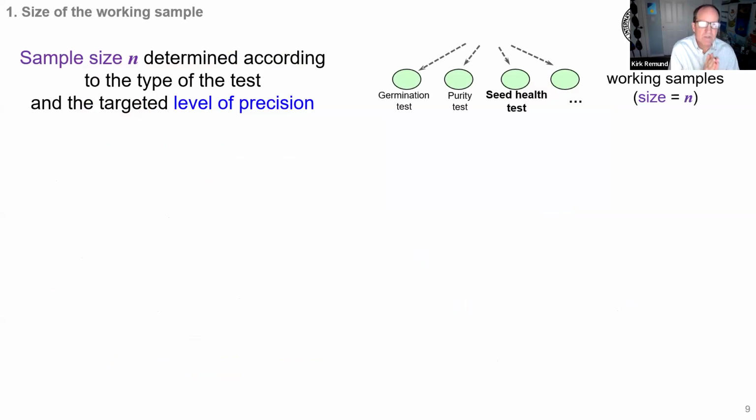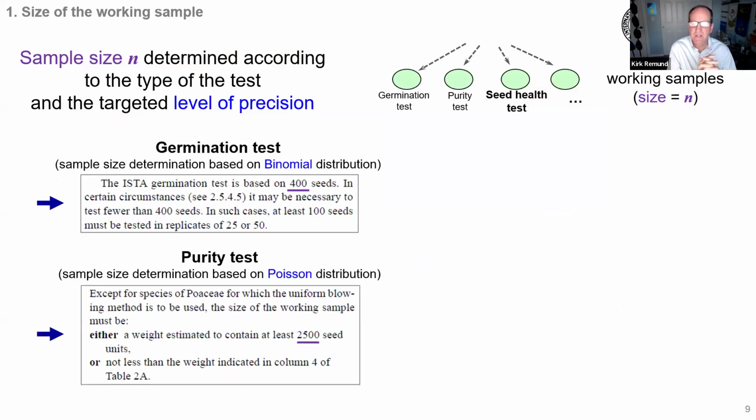So let's get a little bit more specific now. We're talking about the number of seeds to determine according to the type of test. At some target level of precision, how many seeds do we need? Okay, so we'll focus in, we'll talk briefly about some sister tests, if you will, to the seed health test, and that's the germination test. What's the n required for that?